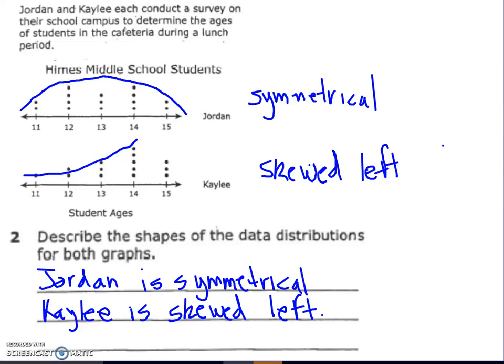Okay, let's take a look at number 3. Which measure of center is best used to describe each data distribution? Explain your answer. Remember, center is a keyword for median. To find the median, you have to cross off till you get to the middle. So 1, 2, 3, 4, 5, 6, 7. We cross off and we get 13.